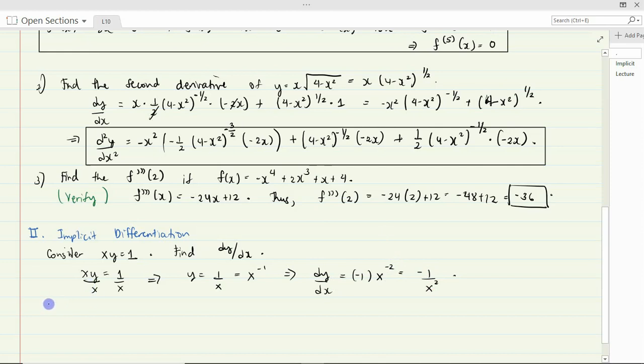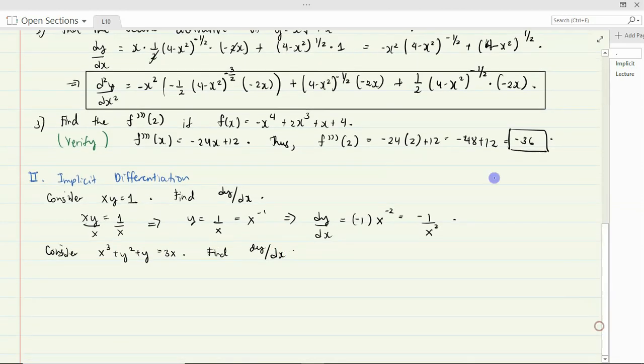Now, suppose this time, you have x cubed plus y squared plus y equals 3x. At ganun din, hanapin din daw natin ang dy dx. Subukan natin gawin yung ginawa natin kanina. Anong ginawa natin? Sinubukan natin i-isolate si y. So, gawin natin yon. From x cubed plus y squared plus y equals 3x. Lahat ng y iwan natin sa kaliwa. So, you have y squared plus y equals 3x minus x cubed.